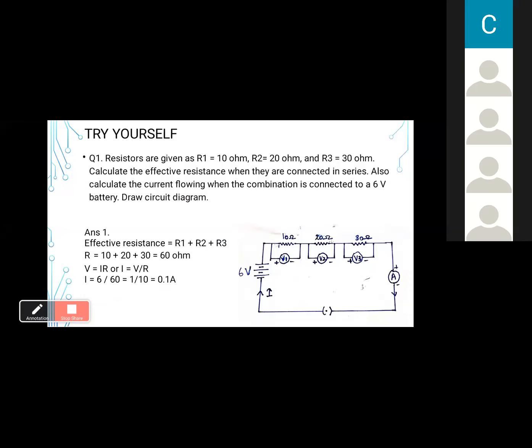This is the answer. Effective resistance will be 10 plus 20 plus 30, that is 60 ohms. And applying Ohm's law here, current will be V by R, that is 6 by 60, 0.1 amperes. Clear? Please draw the diagram also. The diagram also carries marks, so the diagram is really important. This is the way you will draw the diagram, series circuit.